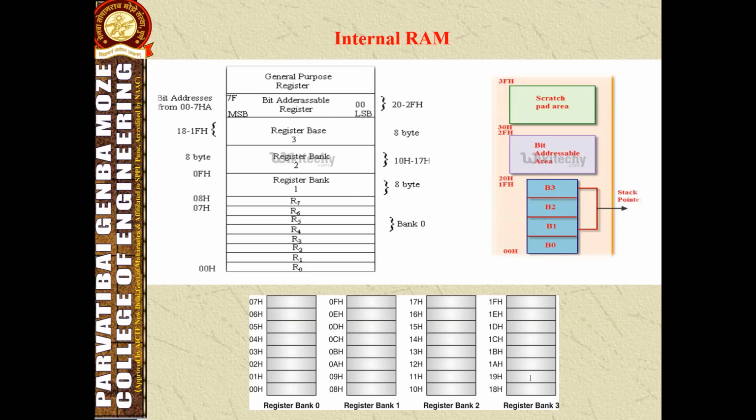Now let's see the bit addressable area of the memory organization. The range of this bit addressable area is starting from 20H to 2FH, which is 16 bytes of the internal RAM.